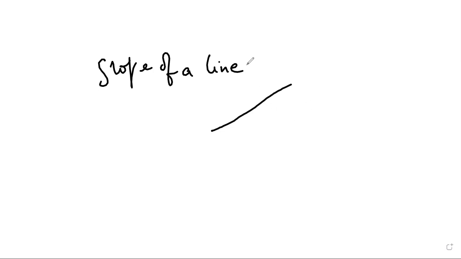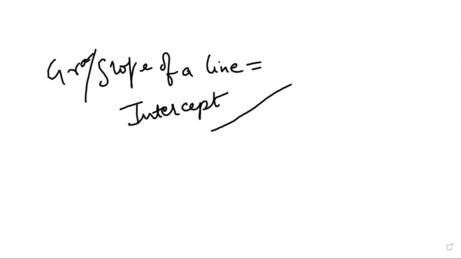Okay, if we know the slope of that line, along with that slope we also know the gradient of that line. Along with the slope, we also know the intercept. If we know the slope and the intercept, and we already know that slope and gradient are the same, now what is slope? Slope means the bend of that line.